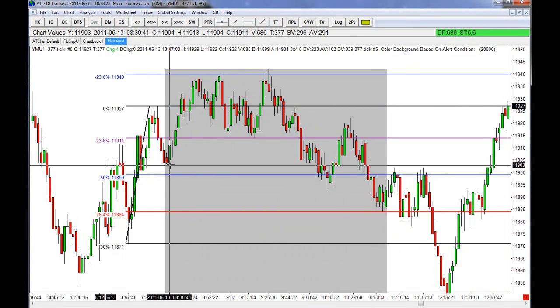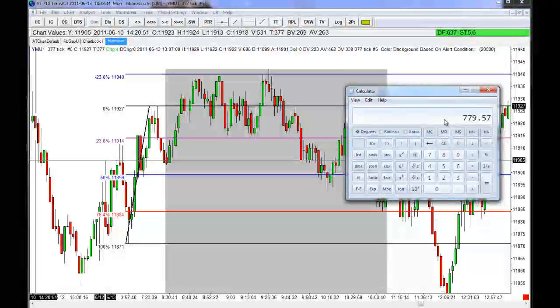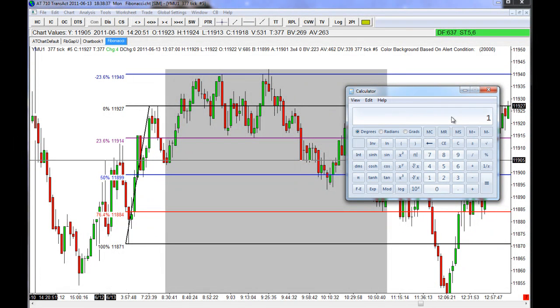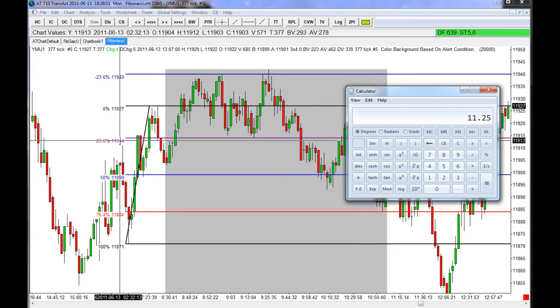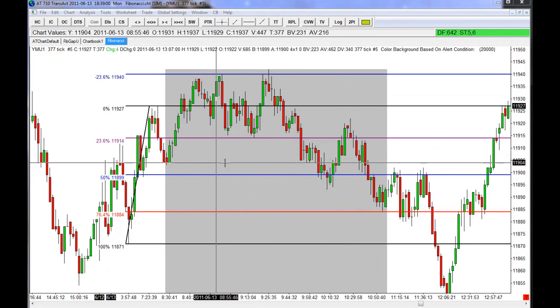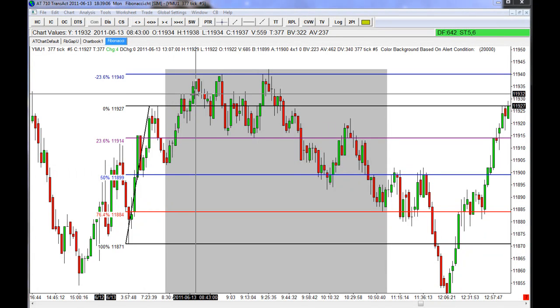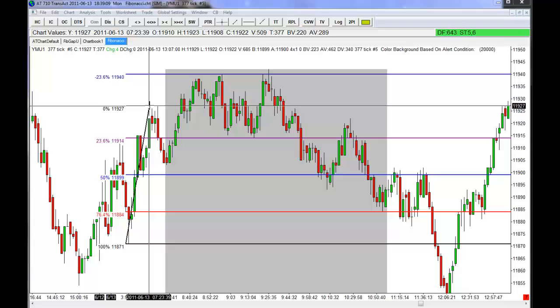It comes down to here. Let's check if that's 75% of the distance. So 119.14 minus 11 would be 119.03, 11903. So it does retrace down to 11903, breaks the 0% line.